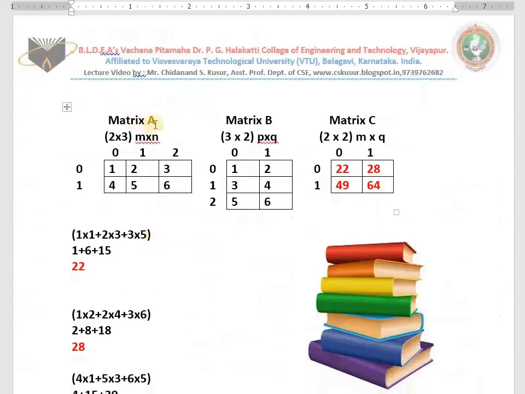Assume that the order of matrix A is m by n, 2 by 3. Assume that the order of matrix B is p by q, 3 by 2. Now, is it possible to multiply? Yes, because n is equal to p. n equal to p means column 3 is equal to rows 3, meaning the column of the first matrix is equal to the rows of the second matrix. That means n must be equal to p. If n is equal to p, matrix multiplication is possible. If n is not equal to p, matrix multiplication is not possible.